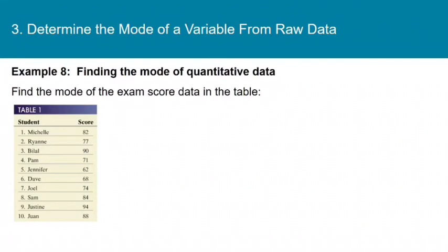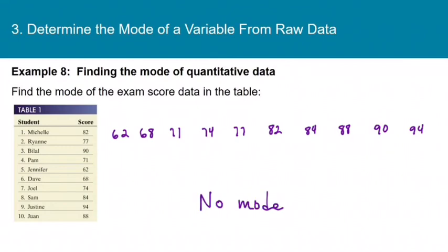Here we have these scores that we've seen before, and the easiest way to find the mode of a data set is to put the data in order from smallest to largest, which I've done here. And when the data are put in order, you can see that no value in this set repeats, so we would say that this data set has no mode.